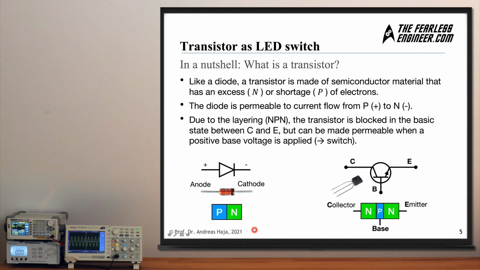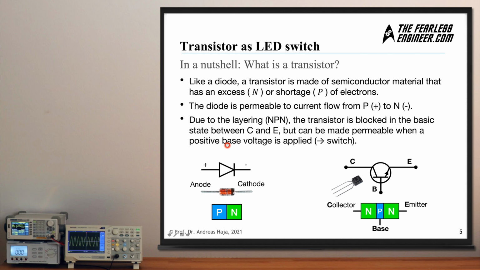We will look at these in further detail in upcoming videos, but for now what you need to know is this transition here between P and N is the direction in which the diode is permeable to current flow. So if we connect a power source to the diode, plus on the left and minus on the right, plus on the P side, minus on the N side, then we can observe a current flow through the diode material.